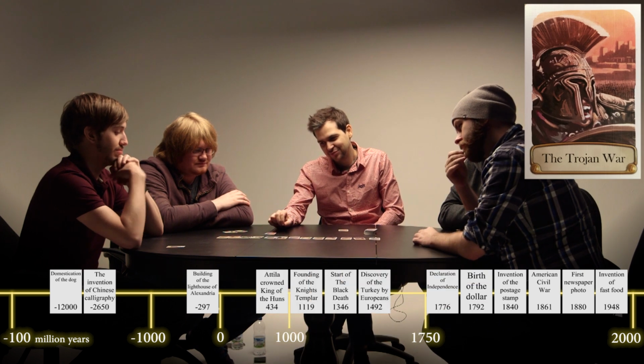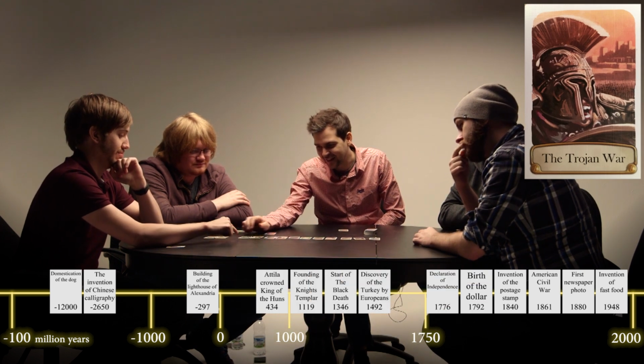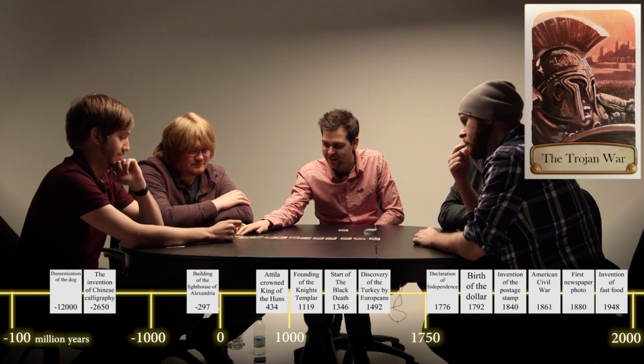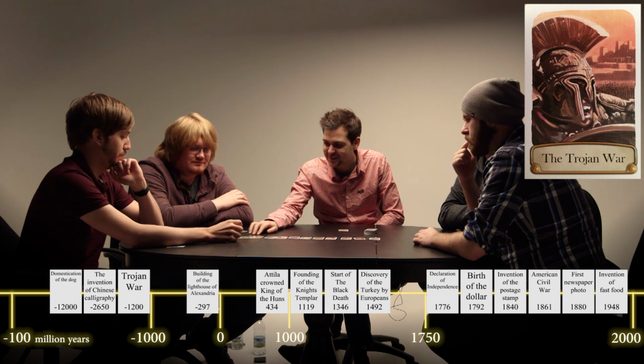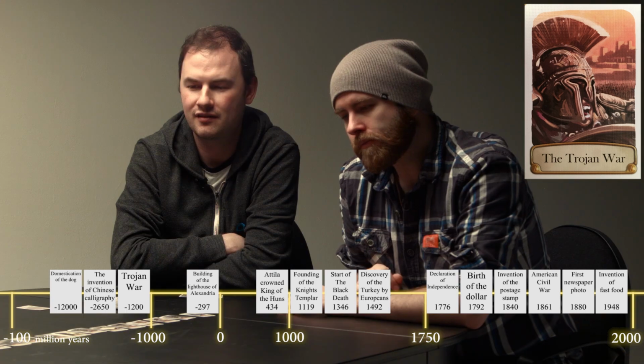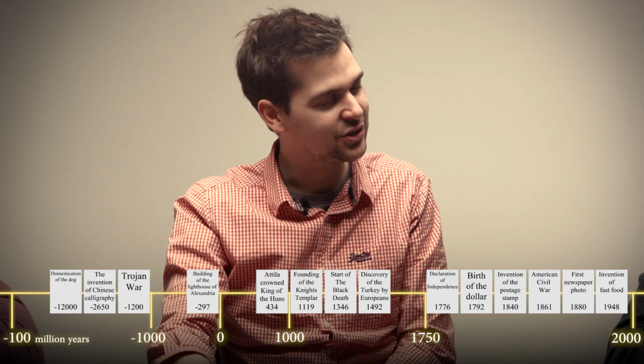I'm going to go with the Trojan War being before. I think it's between Chinese calligraphy. I think it's before Christ. It's probably a couple of thousand years BC. I'll have a look. Nice. 1200 years BC. Beautiful. That's not too bad. Excellent. Wonderful slotting. Straight in there. Okay. What you got, Sips?